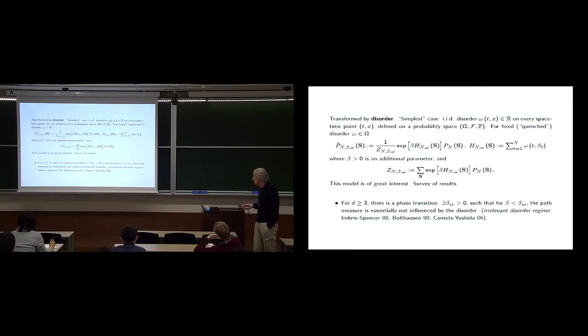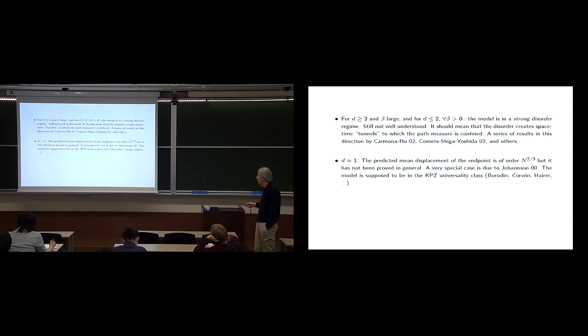So what is much less understood is the relevant disorder regime. So if beta is large, and the disorder becomes relevant. What turns out is that in every dimension, if beta is large, and actually if the dimension is 1 or 2 for all positive beta, the model is in a strong disorder regime. Now, what that exactly means is actually not fully understood.